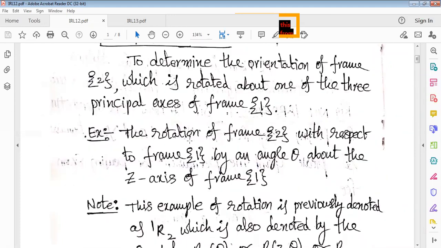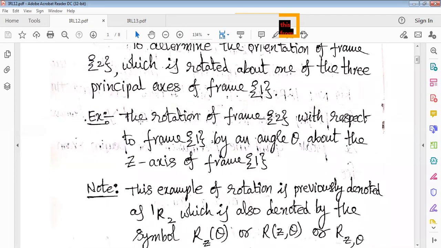For example, we take the rotation of frame 2 with respect to frame 1 by an angle theta about the z-axis of frame 1, the principal axis z-axis of frame 1. So this is the example. For this, let us see what the fundamental rotation matrix is.